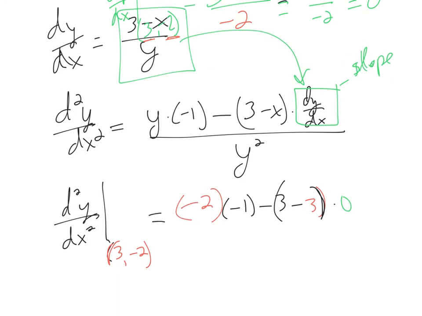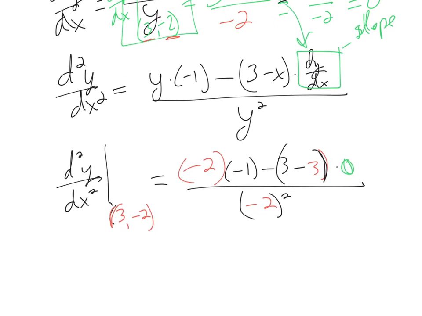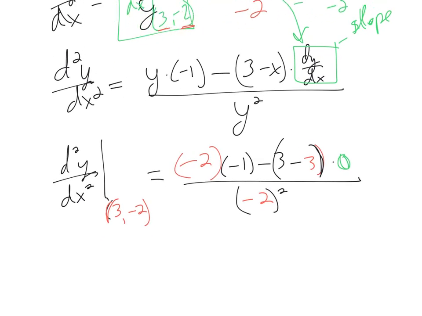So my slope is 0, which means I'm going to put my 0 right here. That's where I got that from. All over y squared, and my y was -2. I'm squaring that. Simplifying that, we're going to end up with -2 times -1 is +2. 3 minus 3, this is 0. So I've got 0 times 0, so 2 minus 0 all over (-2) squared, which is +4, giving me 1/2 for my second derivative at the point (3, -2).